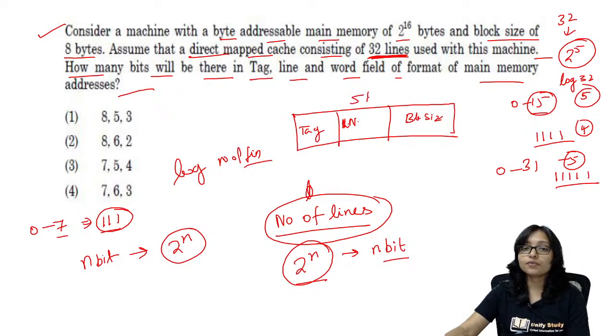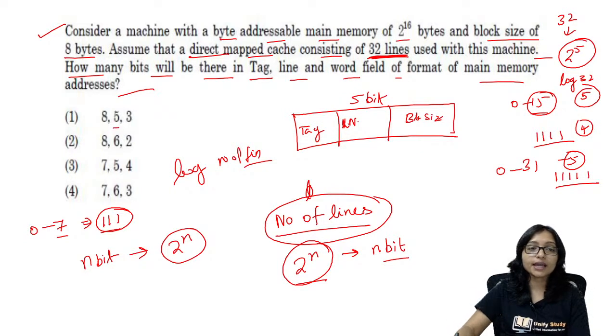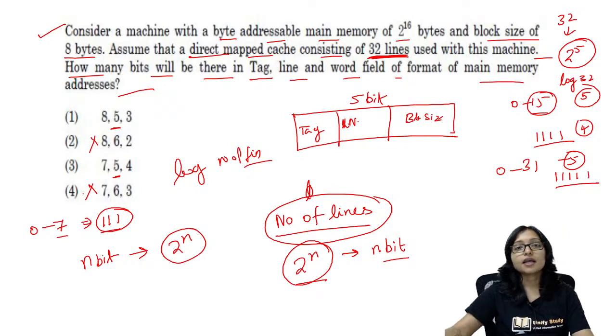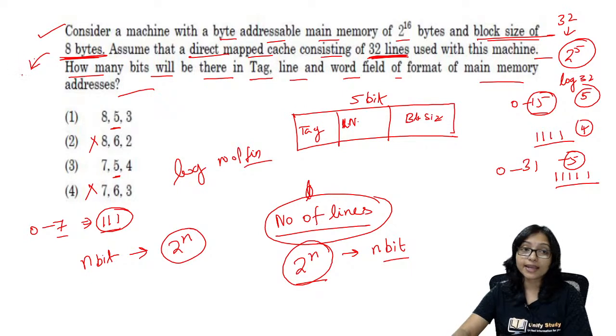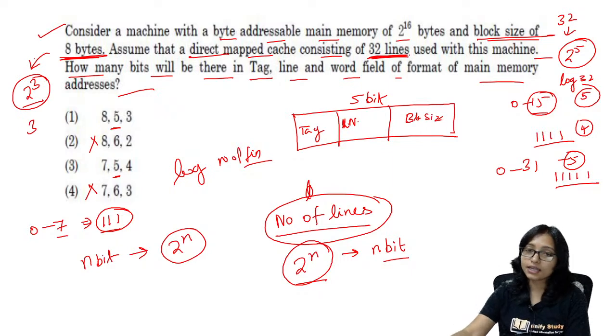So the line number will be 5 bits definitely. Here you can see 5, here you can see 5. This cannot be the answer, and this also cannot be the answer. Now the block size is 8 bytes. To store 8 bytes, how many bits will be required? 8 means 2 to the power 3, so it will again be 3. That's why your answer here will be 3.